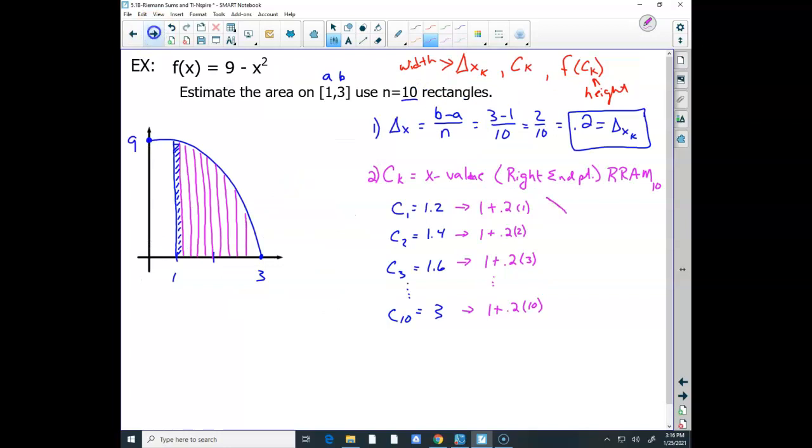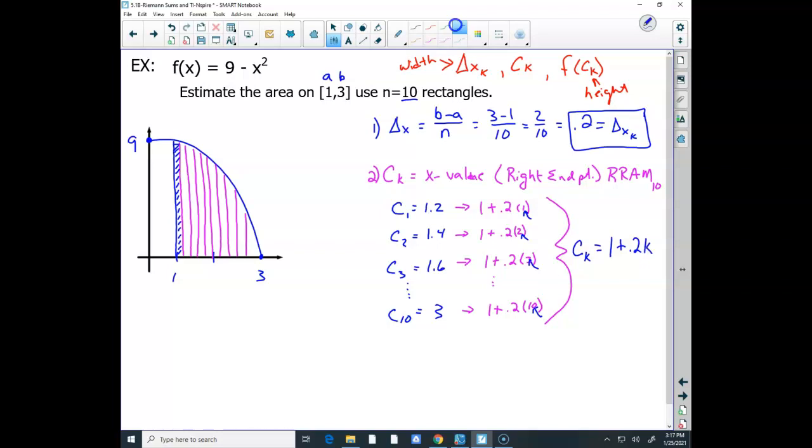Well, if I put all of these together, I can get a little crafty, and I can think of, what is my c sub k value going to be? Well, that c sub k value is going to be 1 plus my 0.2. And what do I want to call these? 1, 2. Remember, that's like the number of the rectangle. That's the rectangle number we were on. And what did we call that? We called that k. Okay?